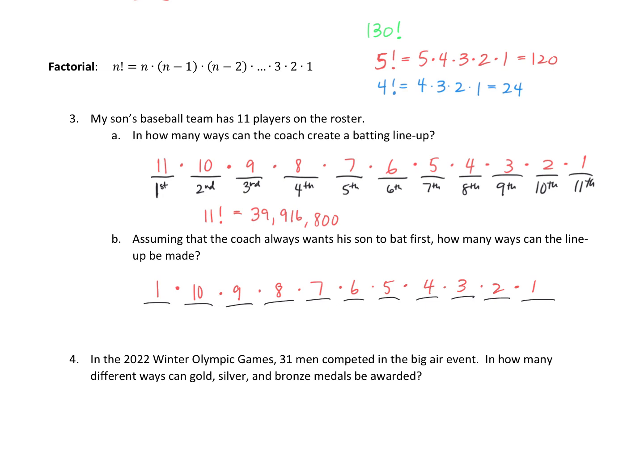But again, notice that that first position is a 1 and not an 11, and that's because we're forced to choose that person in that particular spot. And so that's just a 1. But 1 times 10 factorial, 1 times anything is just itself, right? So really what we have here is 10 factorial. So 10 factorial would give us 3,628,800 different ways to create a batting lineup if the coach's son always goes first.